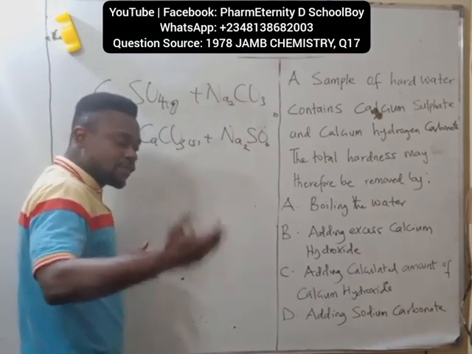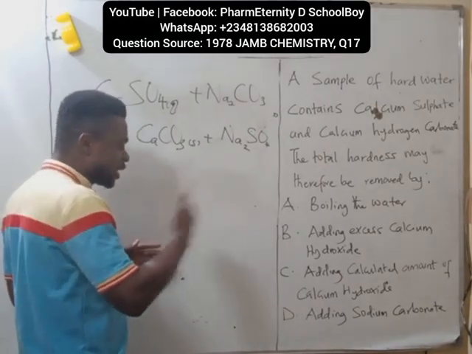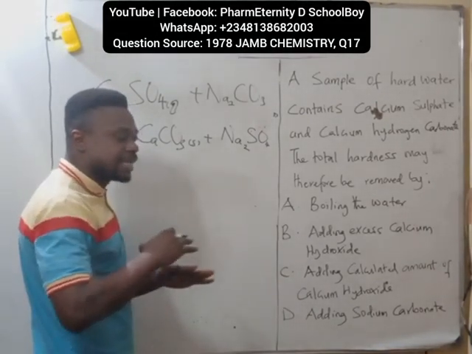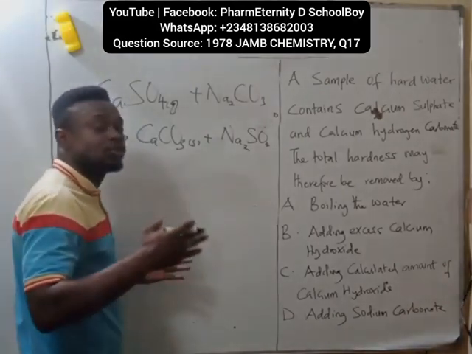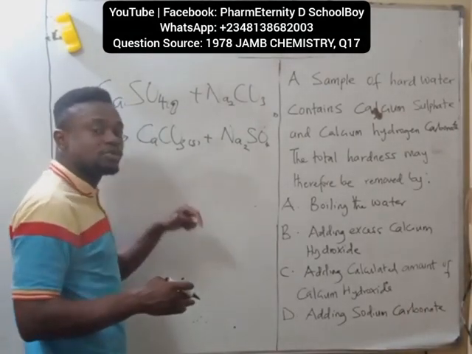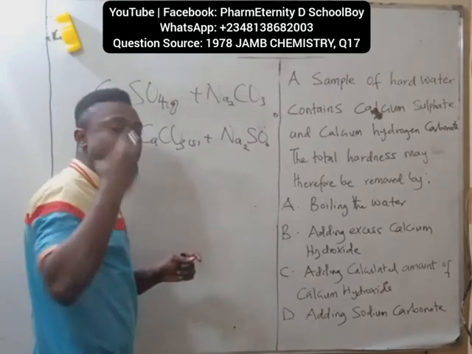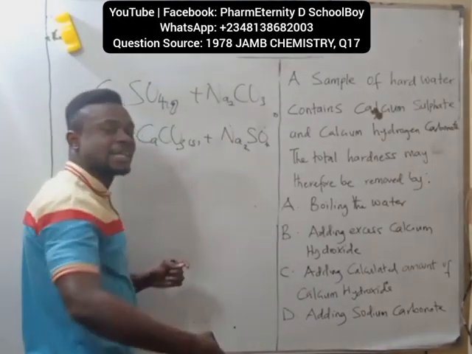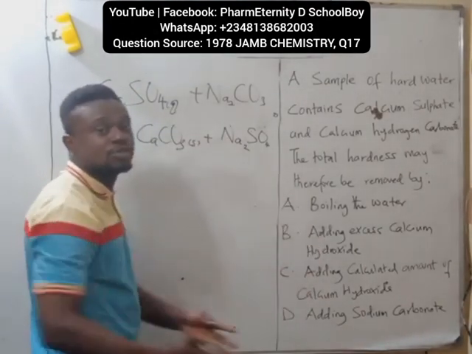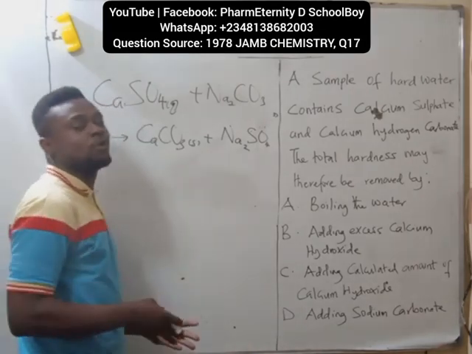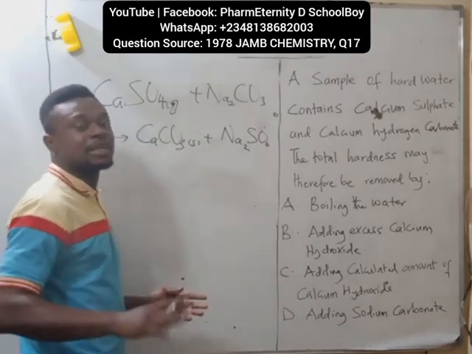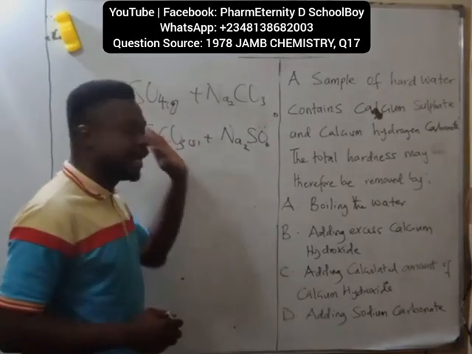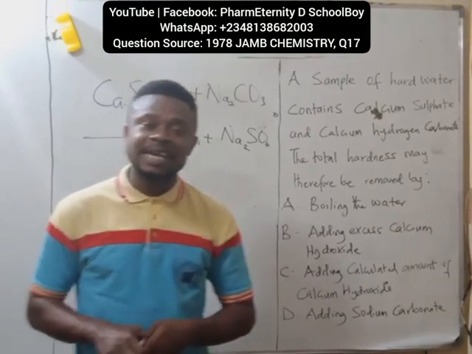But if the whole process continues, it will get to a point where there's not much sodium zeolite to use again. Common salt will be introduced to take out the calcium in the calcium zeolite, replacing the calcium with more sodium. So you have more sodium zeolite. The whole process will continue again until the water is completely free of hardness. So this is what happens in removal of permanent hardness.